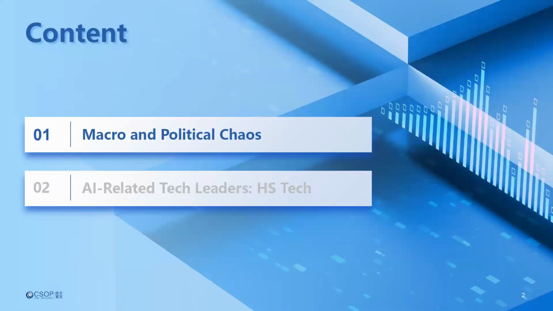Our presentation today is divided into two parts. First, we can discuss the macro and also the political chaos recently, and then we can touch on AI-related investment opportunities, such as the Hang Seng Tech, which is mainly comprised of the Chinese tech leaders. And after that, our friends from the PSPL will highlight some relevant ETF strategies.